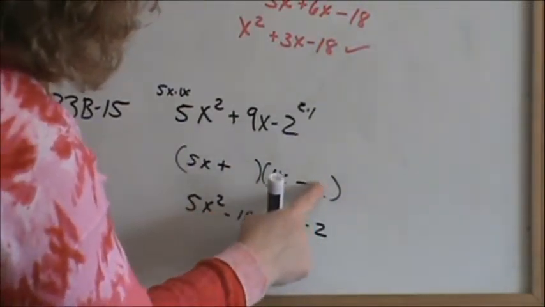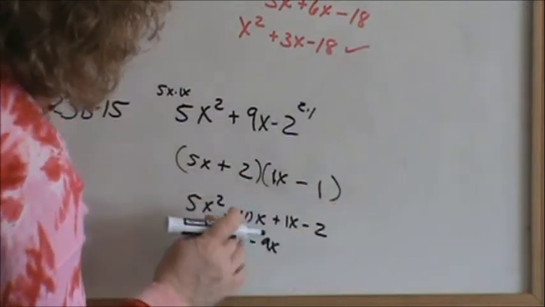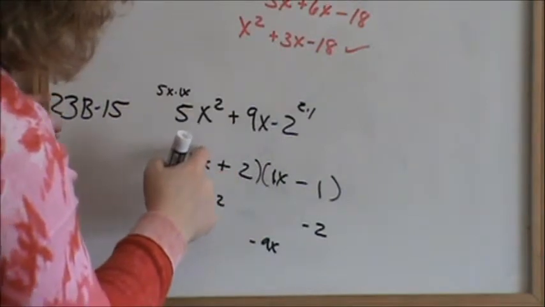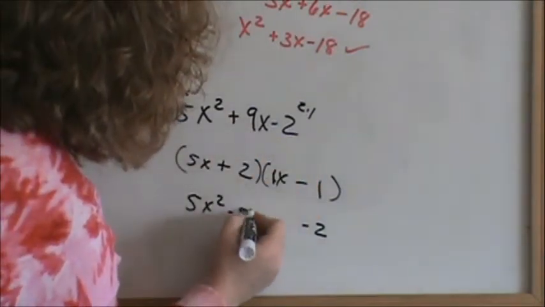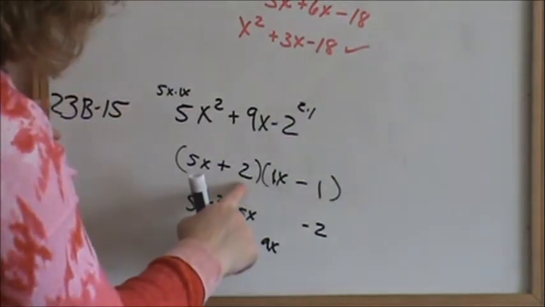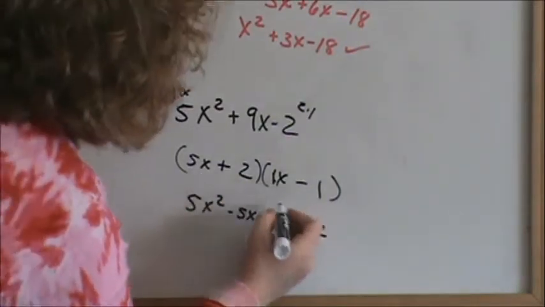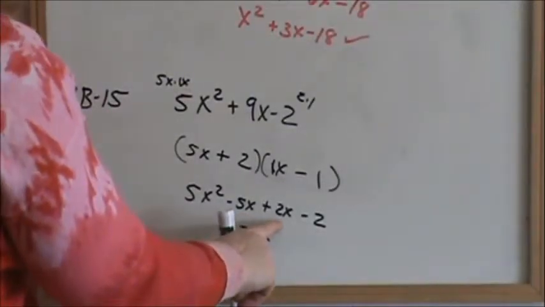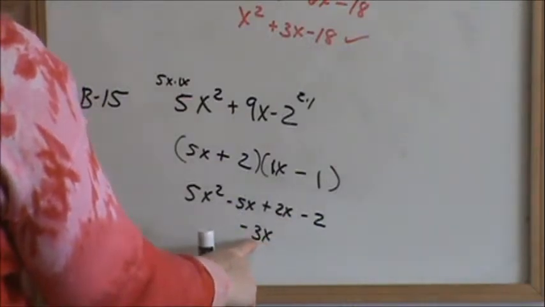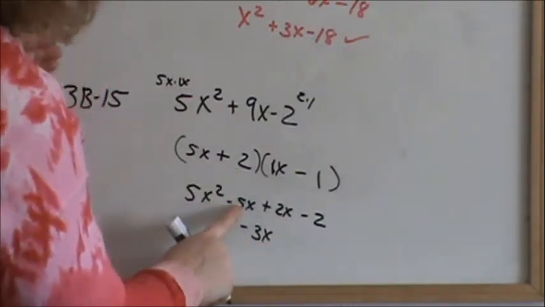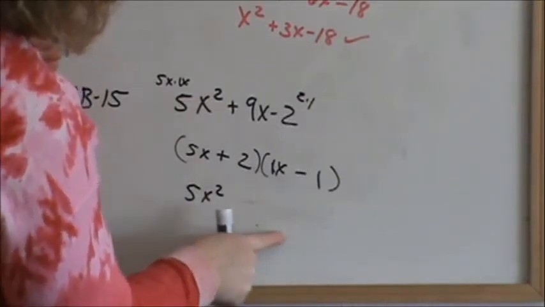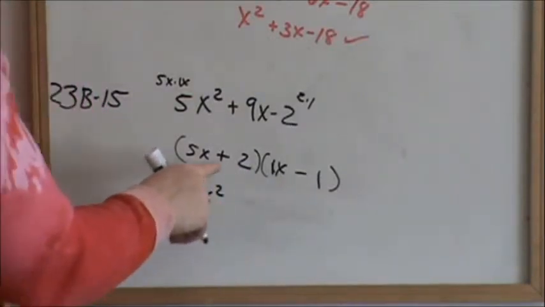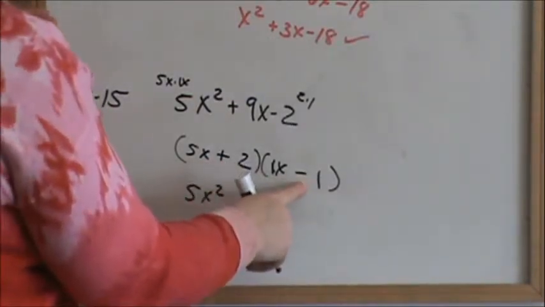So let's switch the places, put the 2 here and the 1 here. My first term will still be 5x squared. Outside, 5 times a negative 1, negative 5x. Positive 2 times a positive 1, positive 2x. Okay, a negative 5x plus 2x is going to give me a negative 3x. So what I have here doesn't work either. Do you see how it's just trial and error? Okay, I'm going to switch my signs. Okay, so your positive doesn't always have to be first, and then your negative second.